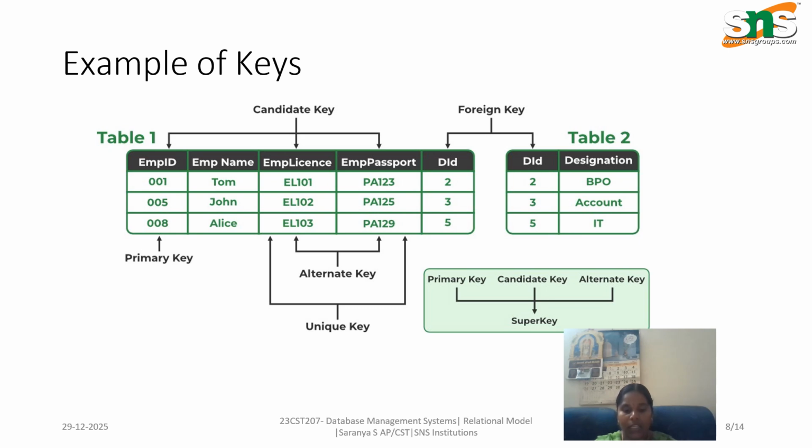And the next one is the foreign key, an attribute in one table that refers to the primary key of another table. It maintains referential integrity and can have null values. Here the employee ID in the employee table refers to the employee ID in the department table.